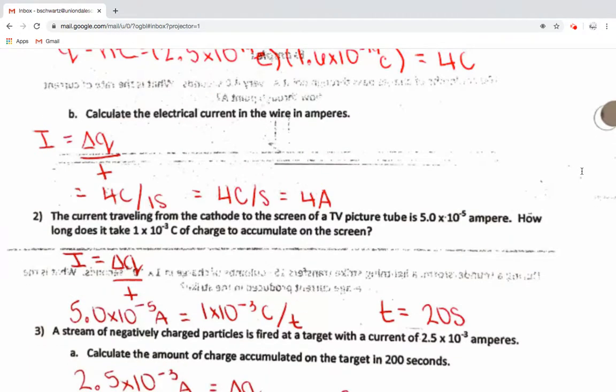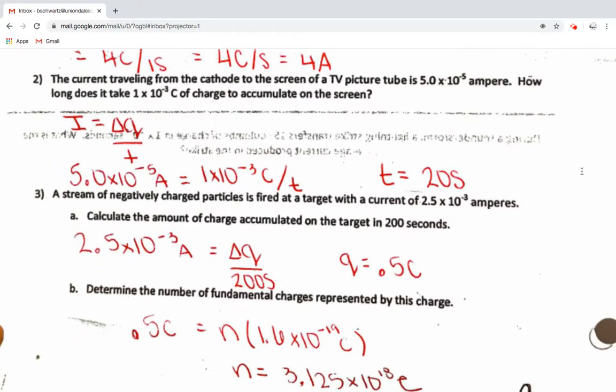For B, calculate the electrical current in the wire in amperes. We're solving for current. We're solving for capital I equals Q over T. They told us that we had 4 coulombs, or rather we solved for 4 coulombs in letter A over 1 second. Coulombs per second is amperes, so my answer is 4 amperes.